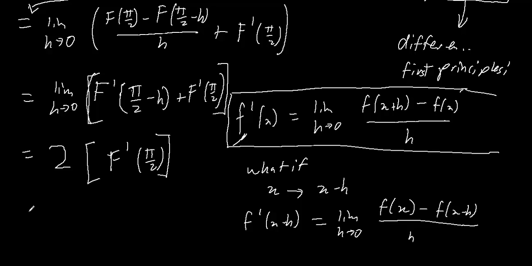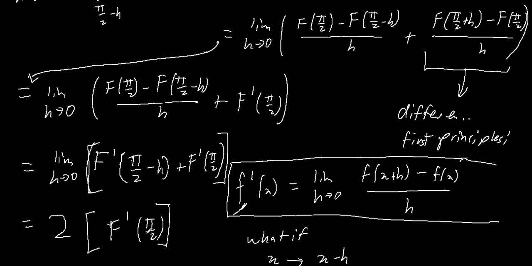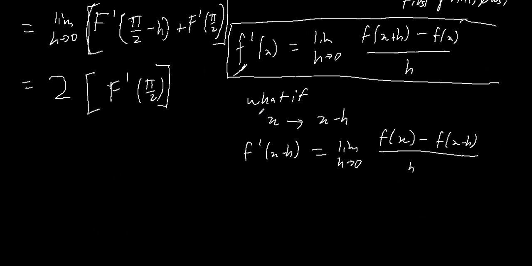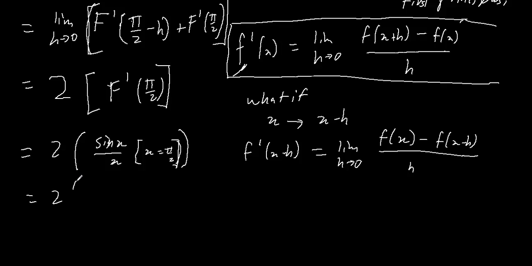So now, how do we figure out what capital F dash is? Wait a minute. We had this rule that we said before. If f of x is defined as the integral of sine of t on t, then f dash of x is just sine x on x. So now I can substitute that in. I have equals two groups of sine x on x. But x is equal to pi on 2. So I'm just going to write a bracket and say x is equal to pi on 2, and substitute that in. So that's just two groups of sine of pi on 2 over pi on 2.